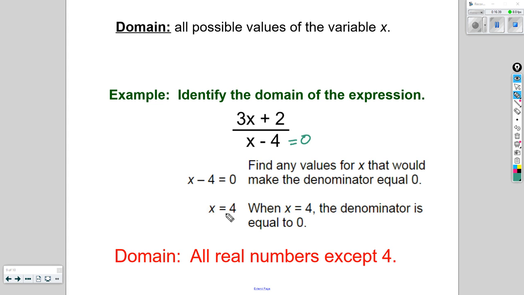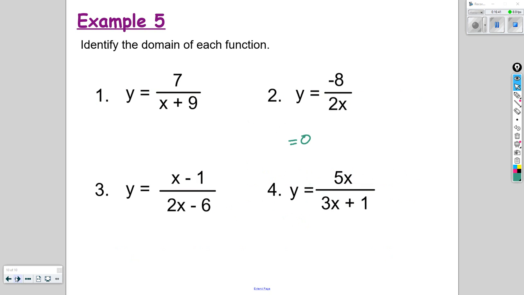All right, so if we take a look at the next example, we've got a couple different problems here. All we have to do is just set the denominator equal to 0 and solve. So negative 9 would make the denominator 0, so that means we can plug everything in except for negative 9. One real simple way to write this is just x can't be negative 9. That's it. That's all we got to do.